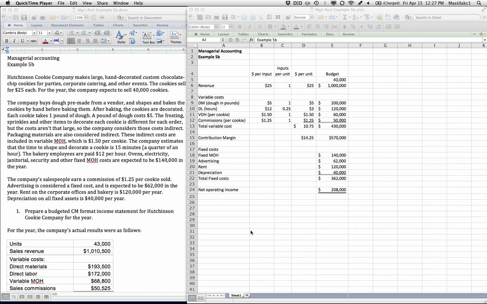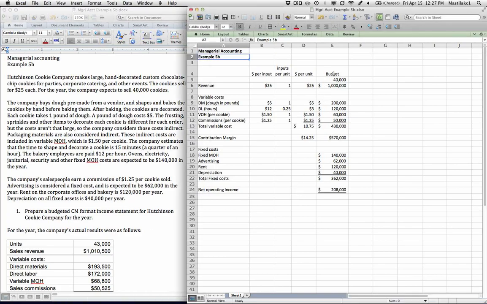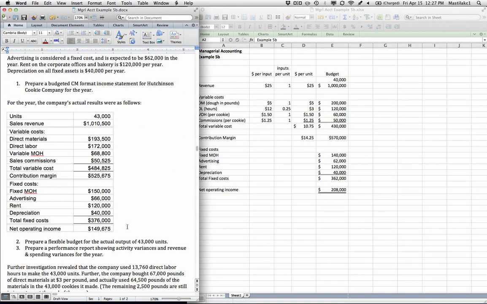Managerial Accounting Example 5B. We're going to continue our flex budget example for Hutchinson Cookie Company. So we've made our budget, and we've budgeted net income of $208,000. Now we're told that the company has actual results. So the budget was done before the year happened, and then now the year happens, and we've got actual results.